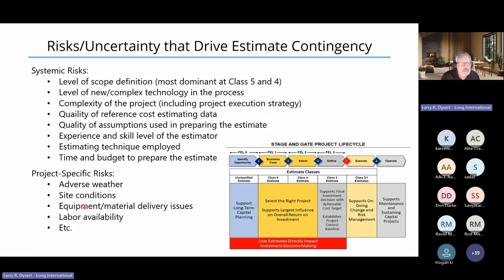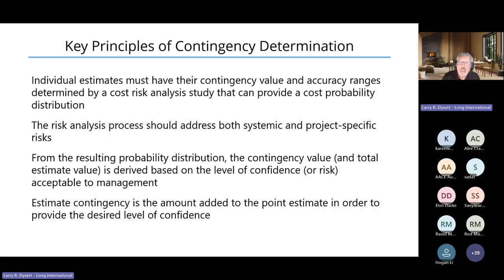We have more definition to support a better assessment of labor availability. These are all project-specific risks that need to be addressed in our quantitative risk analysis. But our basic key to contingency determination is using risk analysis. We have to use something to generate the probability curve. And that risk analysis process should address both our systemic and our project-specific risks.